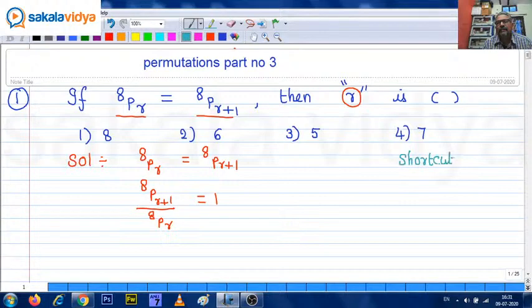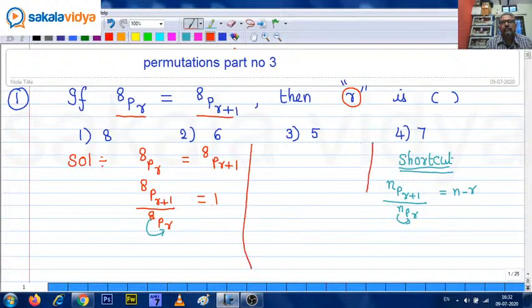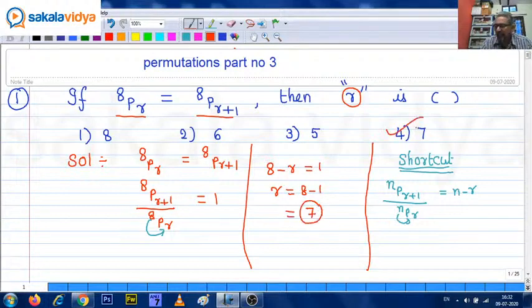Any late viewers who were not present for my previous sessions, you can note down this shortcut. What is the shortcut? NP(R+1) upon NPR equals simply n minus r. So here we can write 8 minus r equals 1. So we get 8 minus r equals 1, R equals 8 minus 1, so that is 7. So the fourth option is the right option.